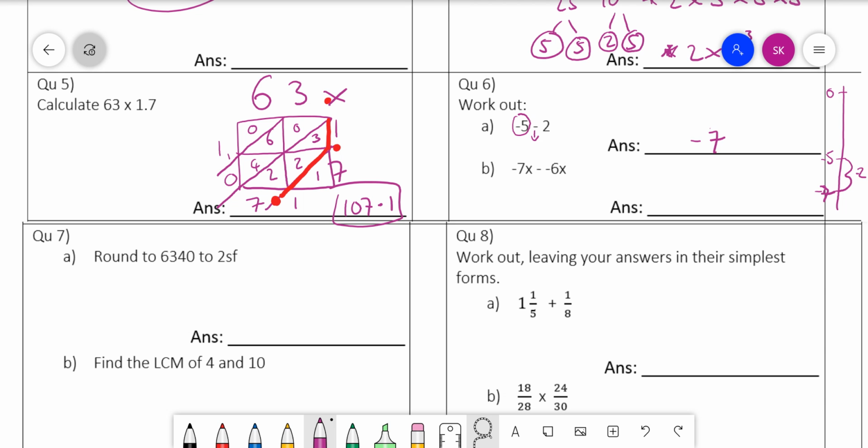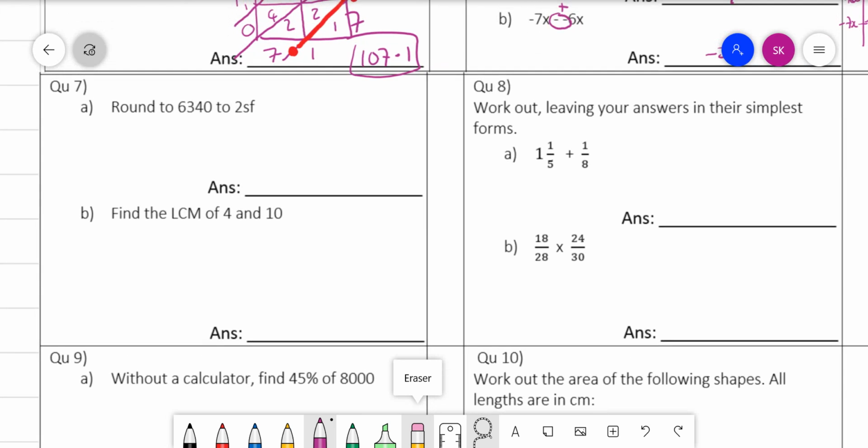6b says -7x take away -6x. Well, -7x take away -6x is the same as +6x. So this time I'm starting out at -7x, and I'm going up by 6x, and I end up at -x. With -1x. Obviously, we write -x as proper mathematicians.